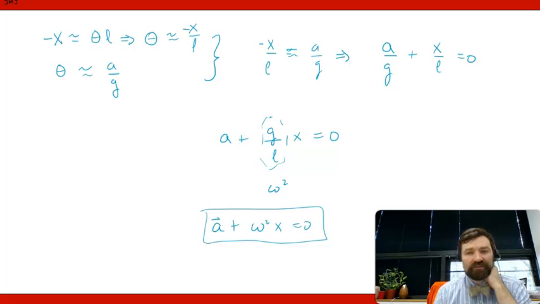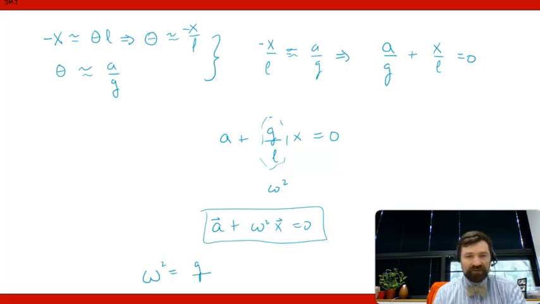And this is also keeping track of the directions as well as everything else. So what we found here is that omega squared is equal to g divided by L for the simple pendulum harmonic oscillator.